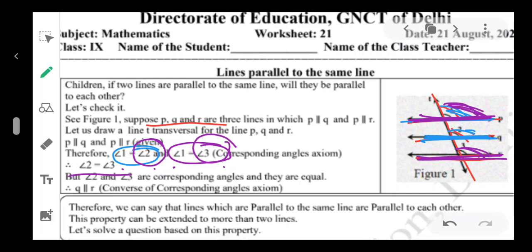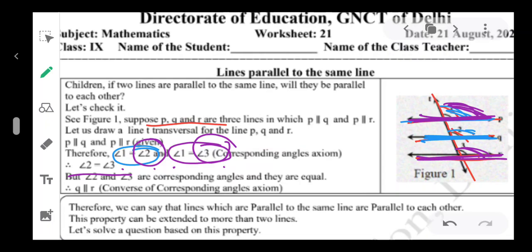यही यहाँ पर लिखा है. And 2 and 3 are corresponding angles. Therefore lines must be parallel. Therefore we can say that lines which are parallel to the same line are parallel to each other. तो कोई भी दो लाइन चिल्ड्रन जब होगी पैरेलल, तो कोई तीसरी लाइन अगर उनमें से किसी एक की पैरेलल है, इसका मतलब वो तीनों ही पैरेलल हो जाएंगी. तो all these lines are parallel to each other. Okay, it's a very important property.